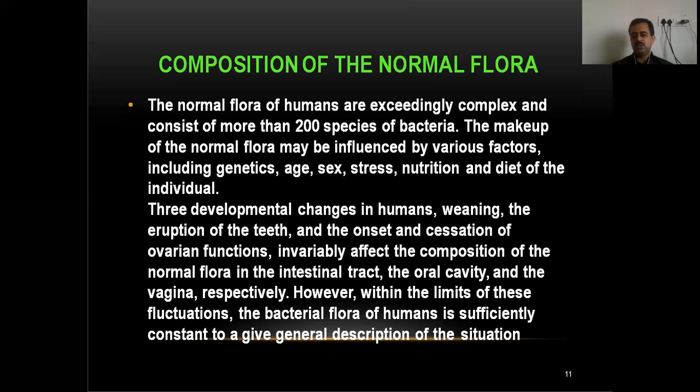Three developmental changes in the human body: weaning, the eruption of the teeth, and the onset or cessation of ovarian functions invariably affect the composition of the normal flora in the intestinal tract, the oral cavity, and the vagina respectively. However, within the limits of these fluctuations, the bacterial flora of the human is sufficiently constant to give a general description of the situation. So a disturbance in the normal flora may have a pathological effect and may also give us the status of that particular human body. So these are also called markers. This is how we have been able to study the normal flora of the human body.